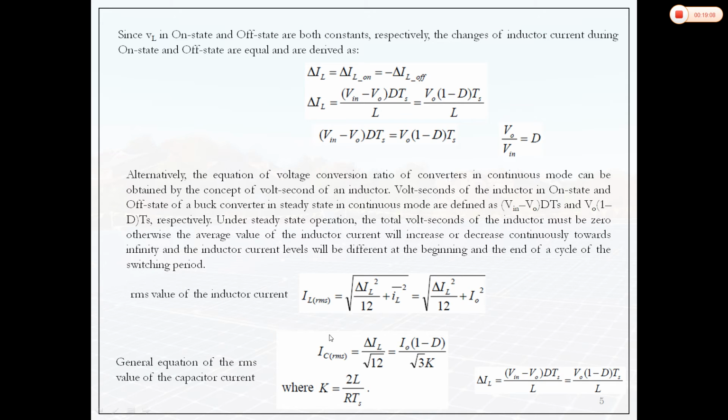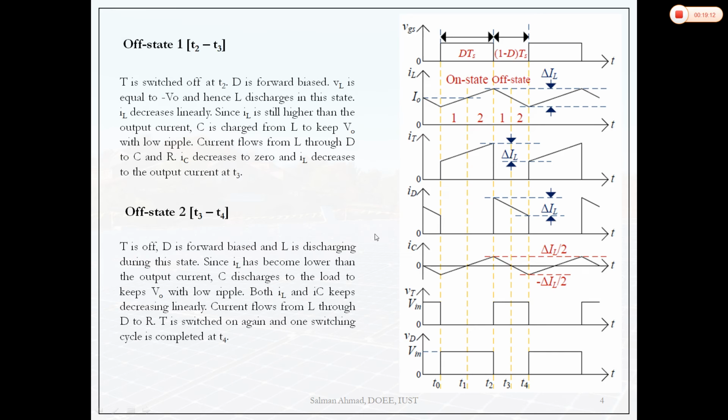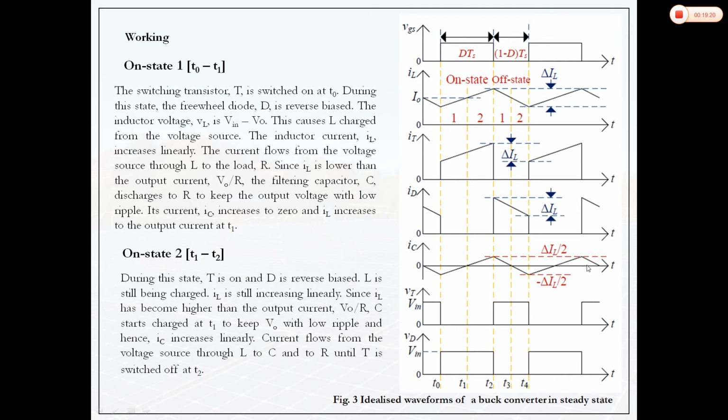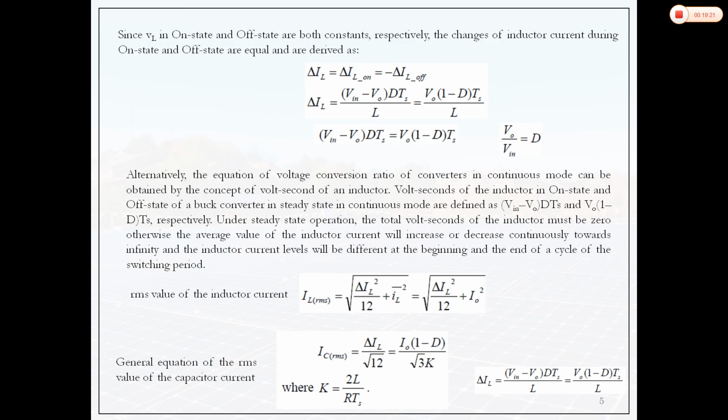Also, we can find the RMS value of the capacitor current. Again, this is a sawtooth-like waveform, and the average of this will be this 0 line. So the average of capacitor current is always 0. We can substitute the 0 value and delta IL square upon 12. Delta IL again we can substitute from this, which is V naught times 1 minus D TS upon L.